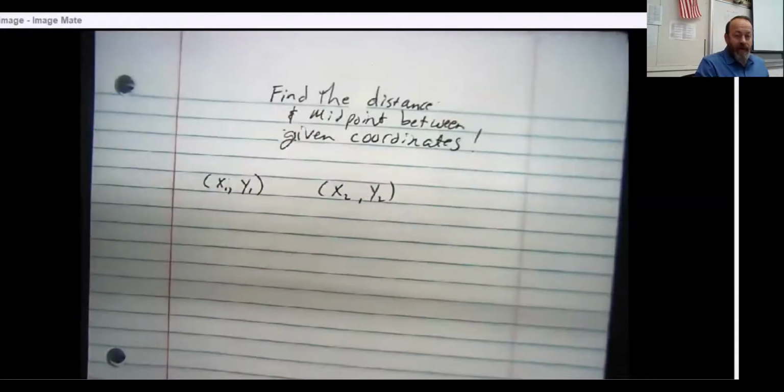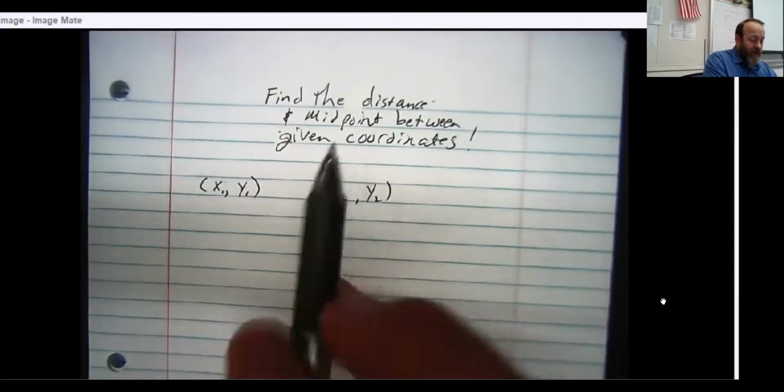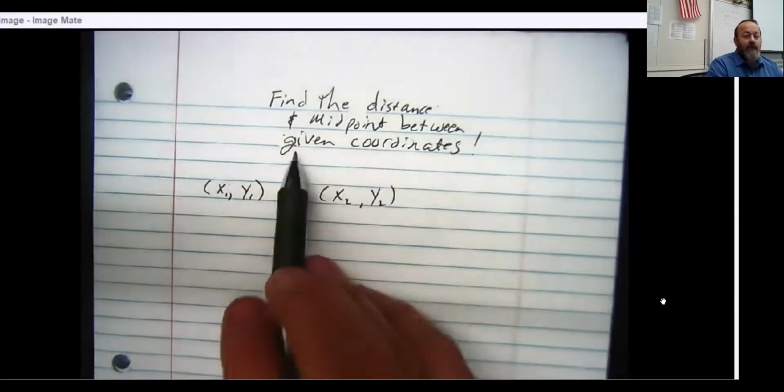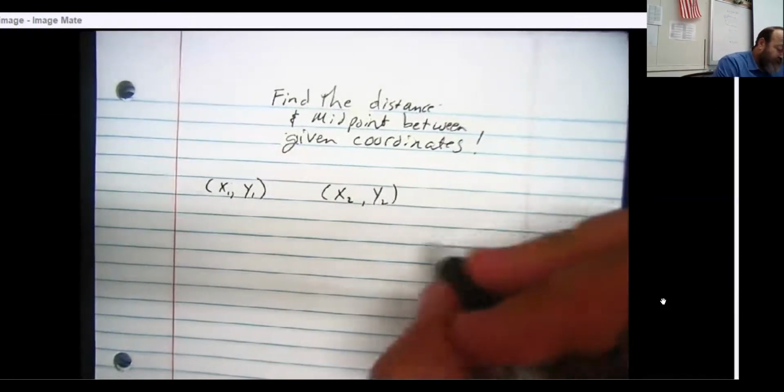So we're going to talk about how to find the distance between 2 points as well as how to find the midpoint between 2 points. So anyway, there's a couple of different ways that you can actually execute that kind of mathematics. So let's just go ahead and get started with that. So the first idea is if we're going to find the distance and midpoint between given coordinates, there's several styles.